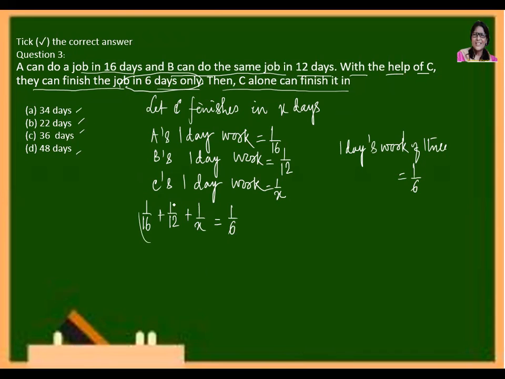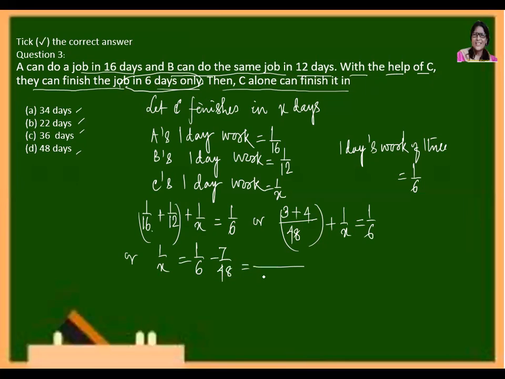Now add these two. 16 and 12, LCM is equal to how much? 48. 16 three times, 12 four times, 7 by 48, plus 1 by X is equal to 1 by 6. Or 1 by X is equal to 1 by 6 minus 7 by 48. What is the LCM of 48 and 6? It will be certainly 48. Then it will be 8 minus 7, 1 by 48. So 1 by X is equal to 1 by 48. So X is 48. Where is the answer? D is the answer.